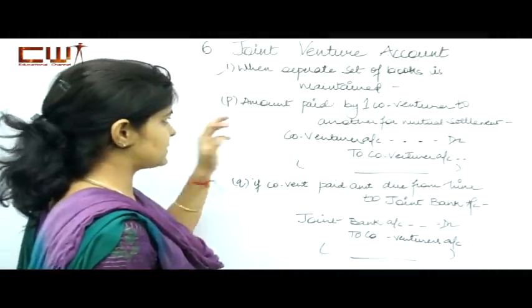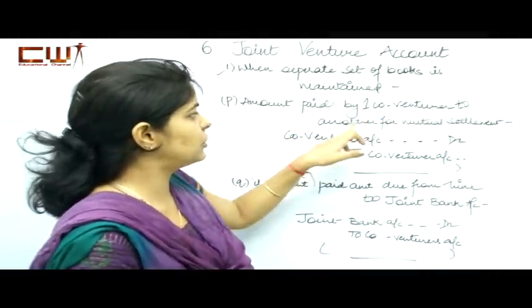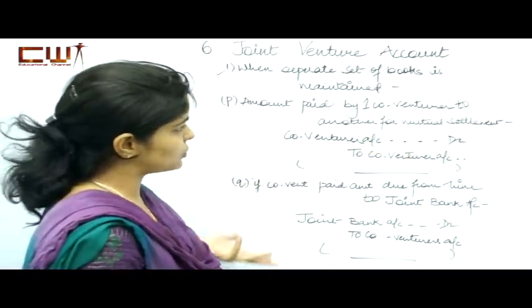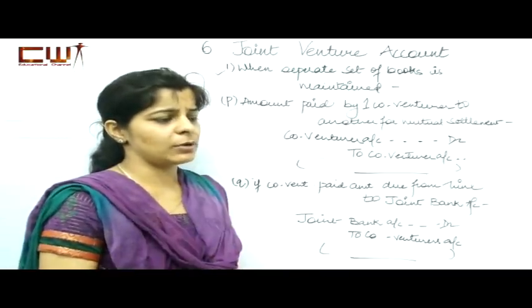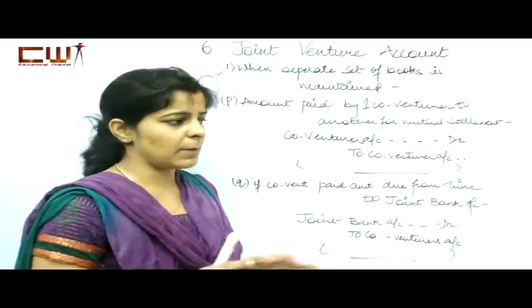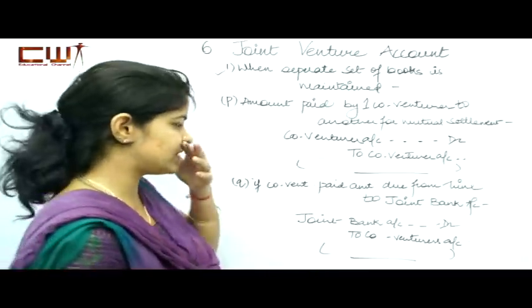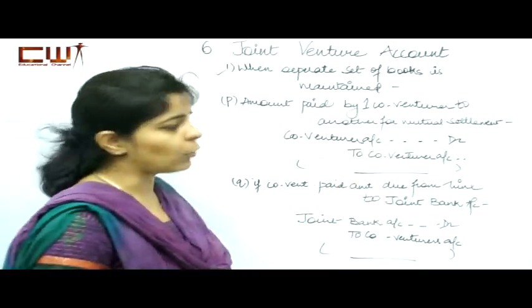The second last entry that could be asked in the questions is the amount paid by one co-venturer to another for mutual settlement. See, if I am not able to put the money into the business, you put it, and then I will give you later on. It could be for mutual settlement. So what entry? Debit co-venturer's account, credit co-venturer's account.